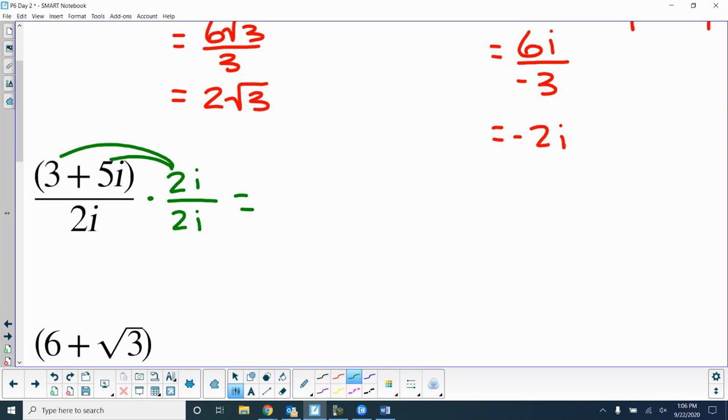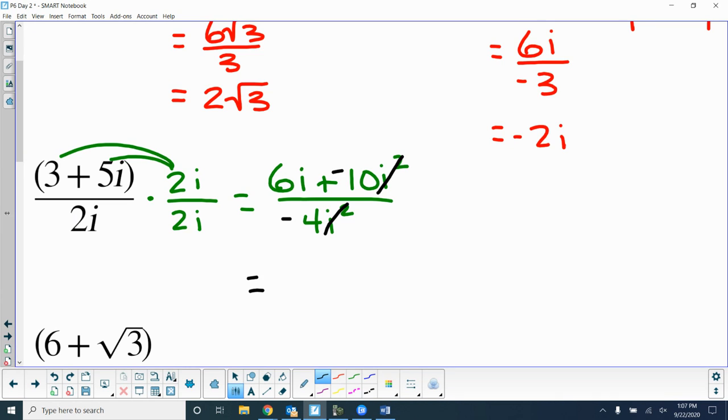So we get 6i plus 10i squared over 2i times 2i is 4i squared. So what do we do when we see those i squared? We change the sign, right?